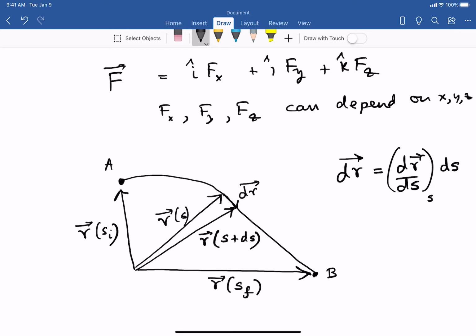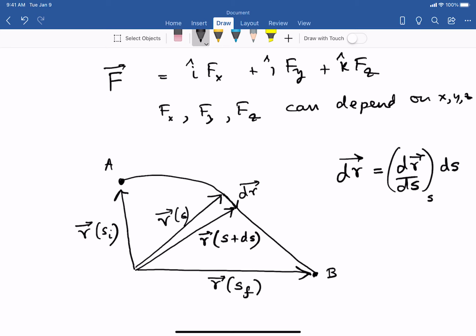Okay, so this equation is approximately true when ds is very small, and it's exactly true when ds tends to 0. So that's why it's important to consider an infinitesimally small ds, because for an infinitesimally small ds which is tending to 0, dr is exactly given by this equation. And by the way, this quantity dr is called a differential. Okay, all right. Now that is all that we need.